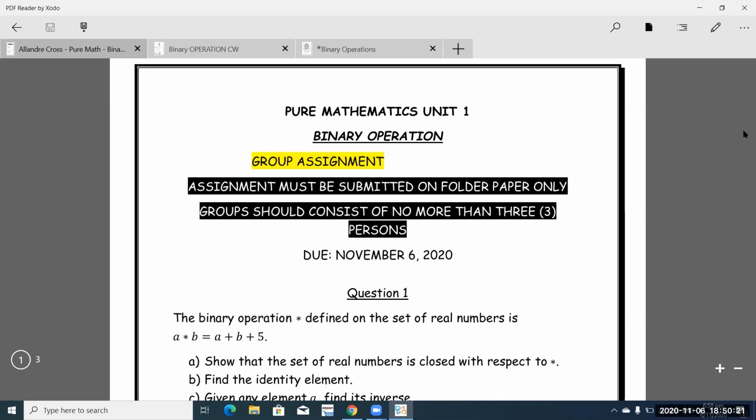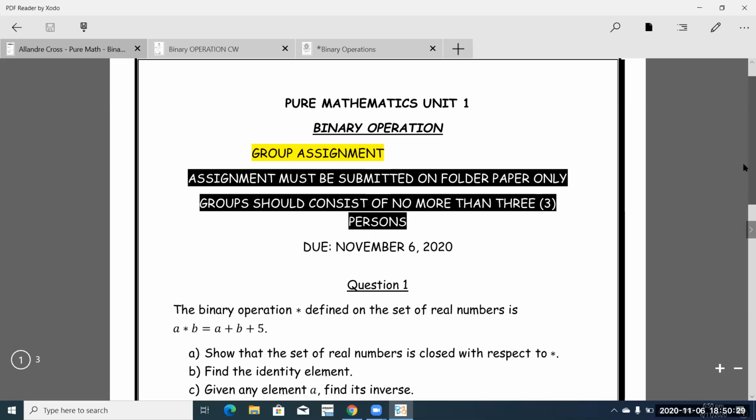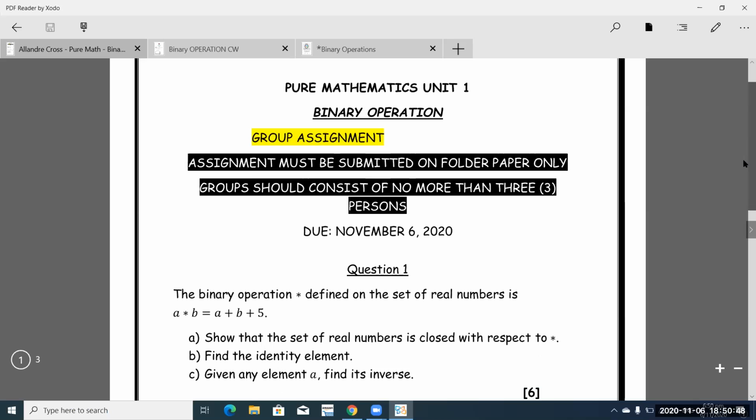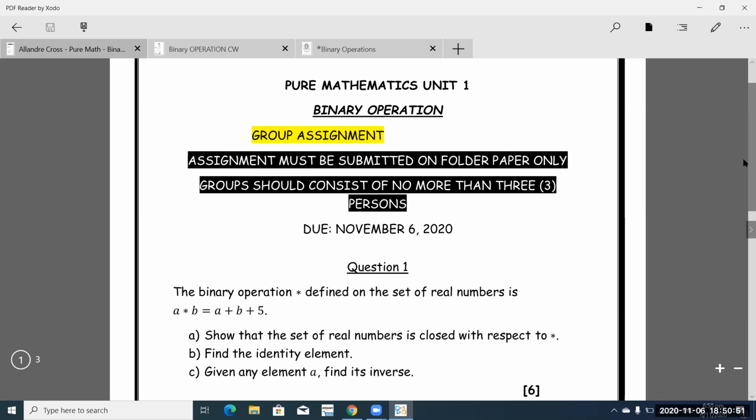All right, let's go. So this question number 1, we're going to start with. It says that A star B is equal to A plus B plus 5. And it says, show that the set of real numbers is closed with respect to star. So what they're asking you to do is to pretty much show that star is closed. How would you show that this is closed? What's coming to your mind?